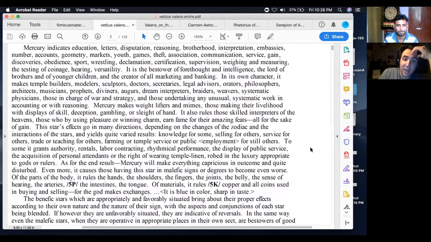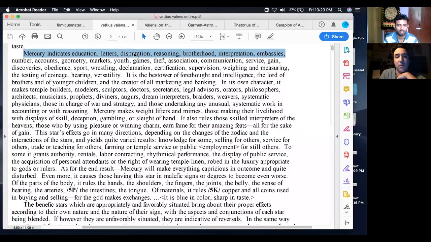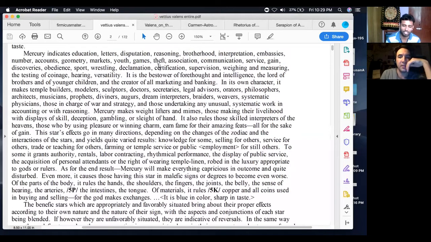He indicates education. Honestly, that's such a primary signification for Mercury: education, learning, taking in facts, right? Communicating. So letters, disputation, in the sense of arguing about philosophy or things over reason, not like Mars, where Mars is just like, screw you, I just want to stir up trouble. Mercury is like, no, that's not logical. Fighting over logic and being rational.